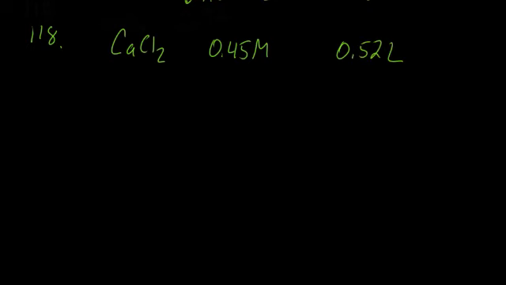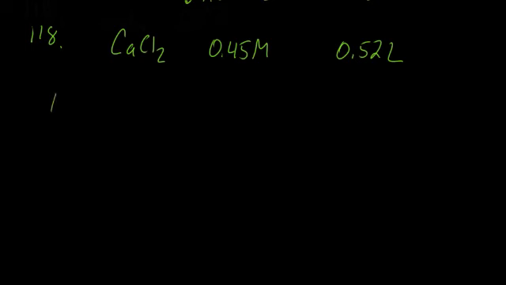All right, let's look at the next one, 118, on the same page. 118 reads, how many moles of calcium ions are there in 0.52 liters of 0.45 molar calcium chloride? All right, so we have a solution of calcium chloride. We have a 0.45 molar solution. And we're looking at 0.52 liters of that 0.45 molar solution.